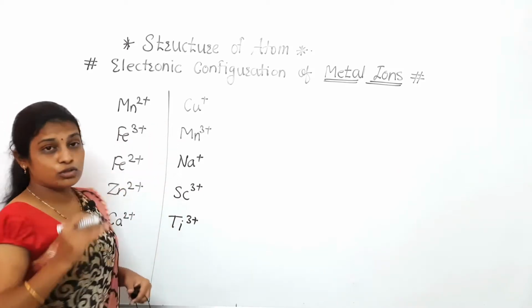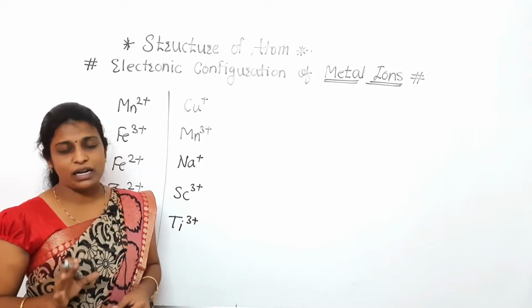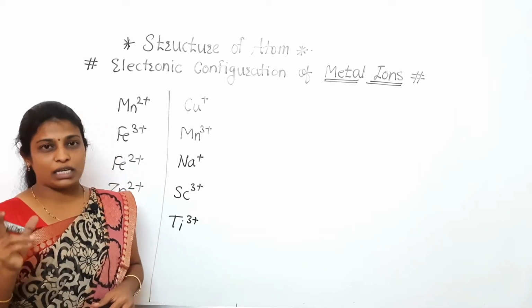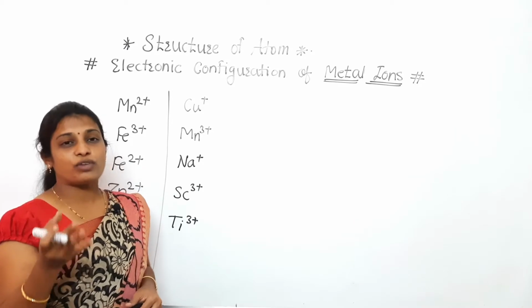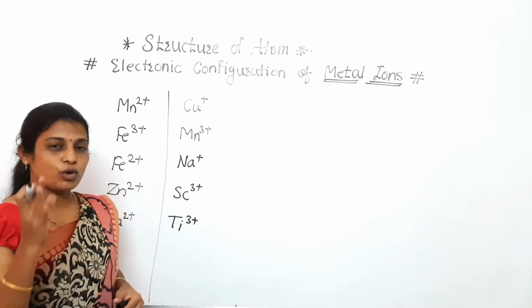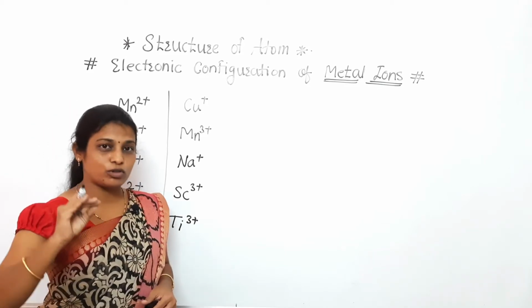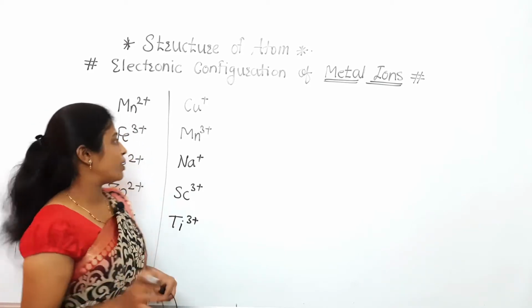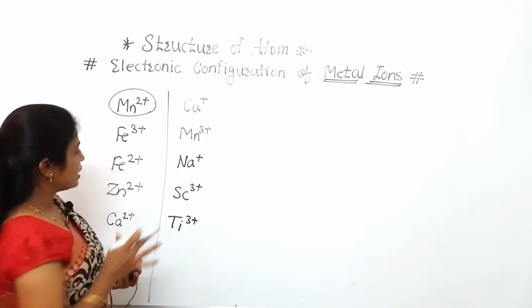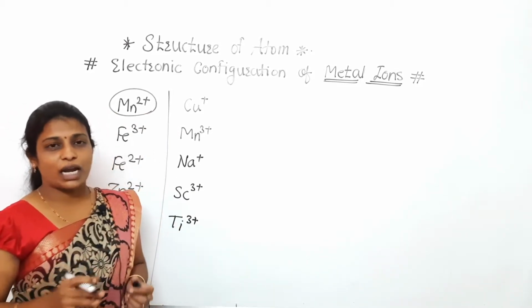We are also going to discuss the number of unpaired electrons. That concept is very important because in d and f block elements there is a question: what will be the magnetic moment of this species? For that, the number of unpaired electrons should be known to us. Now we are going to start with the first element. I have taken 10 examples, and we will discuss according to them.